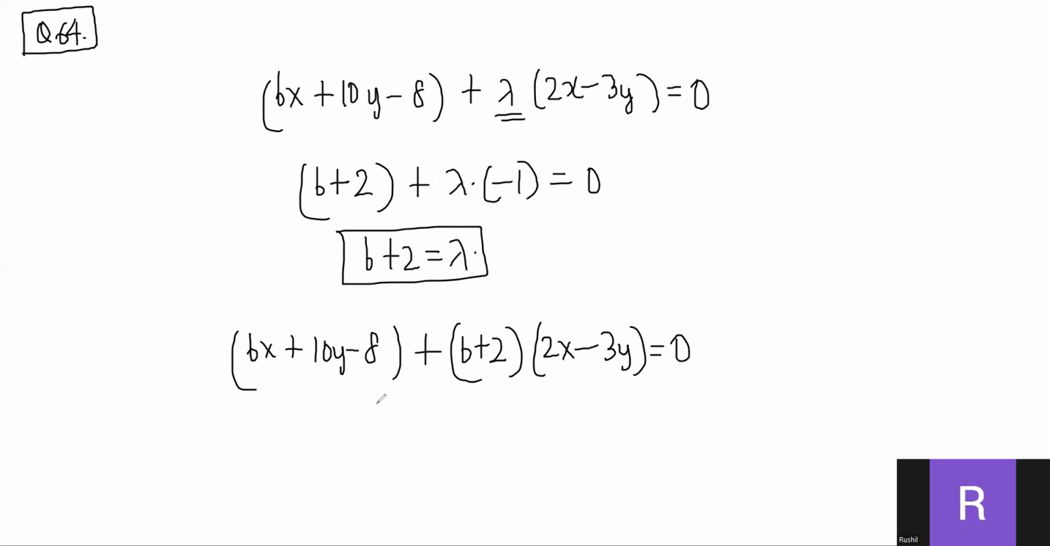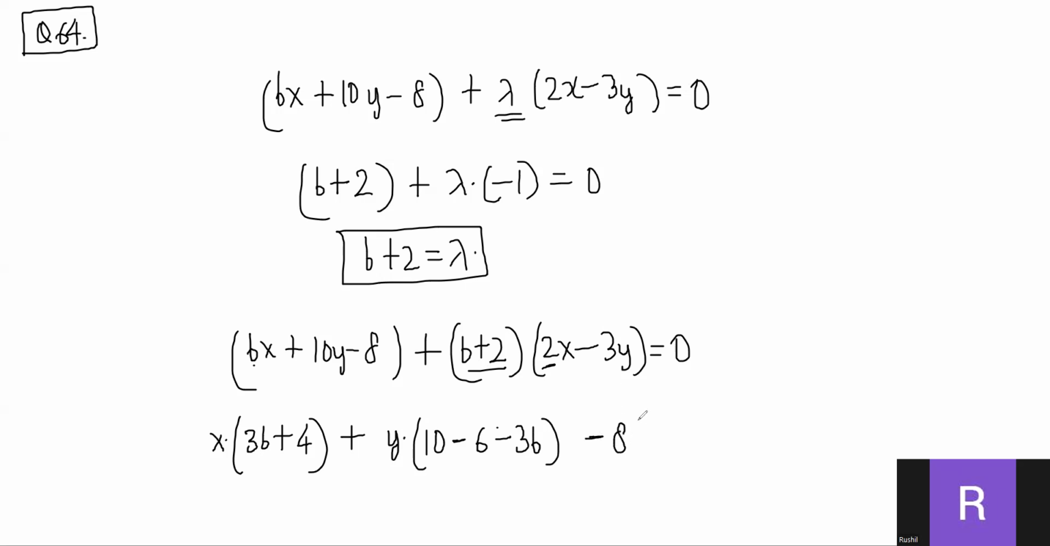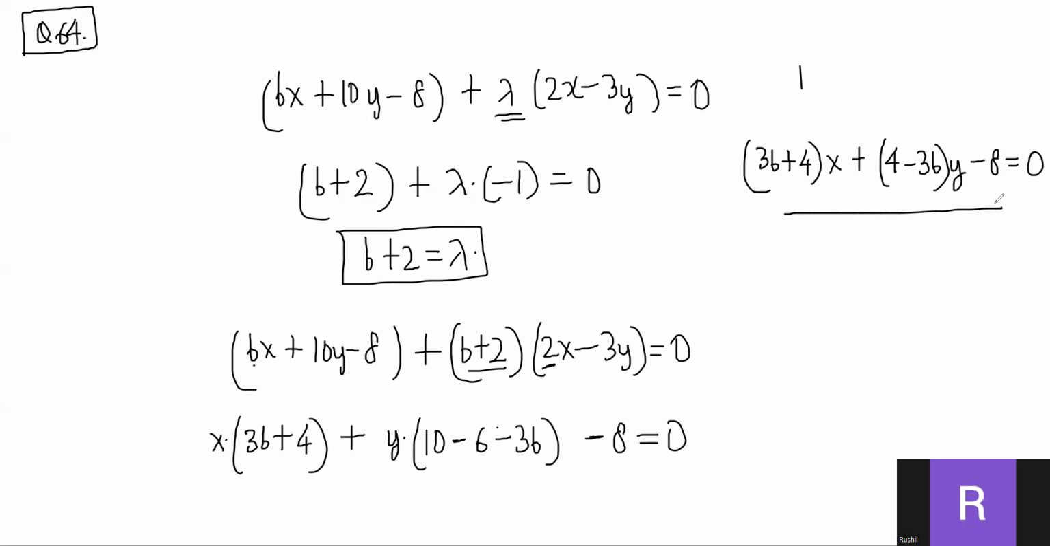And I'll collect every term together and I will say x common, it is b plus this into this, so 2b plus 4, so 3b plus 4. Y common, it is 10, this is minus 3b minus 6 plus 10, so this. And then you have minus 8. That's it, right? You are getting (3b plus 4) times x and plus (4 minus 3b) times y minus 8 is 0 is the line.